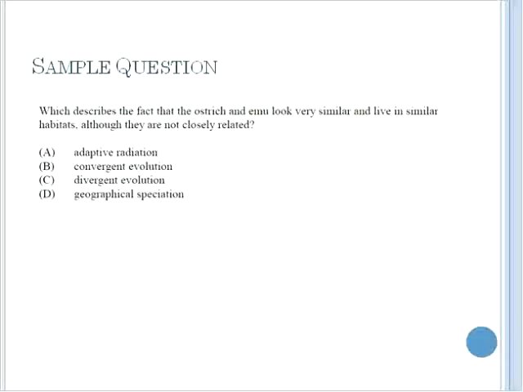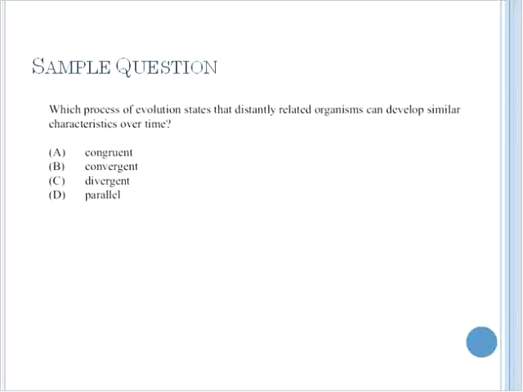Another question is posed on this topic, which describes the fact that the ostrich and emu look very similar and live in similar habitats, although they are not closely related. The correct answer to this would be B, convergent evolution. And this question is posed: which process of evolution states that distantly related organisms can develop similar characteristics over time? The correct answer for this would have been B, convergent.